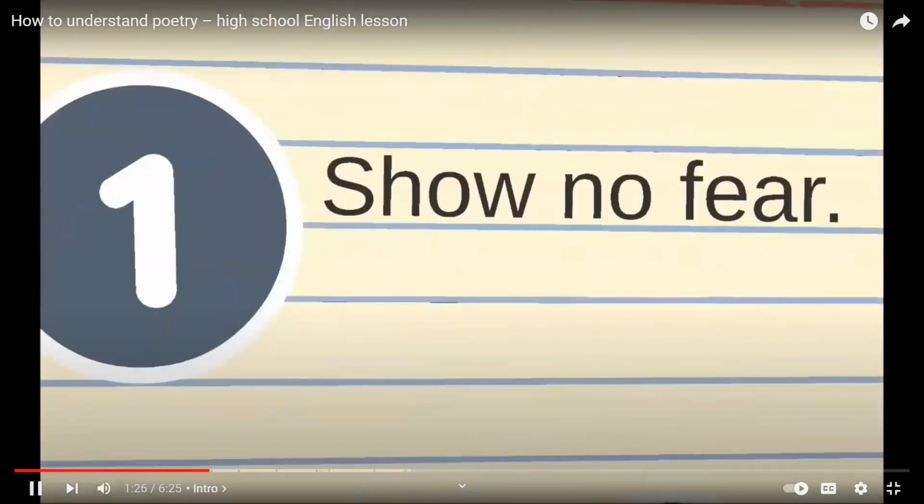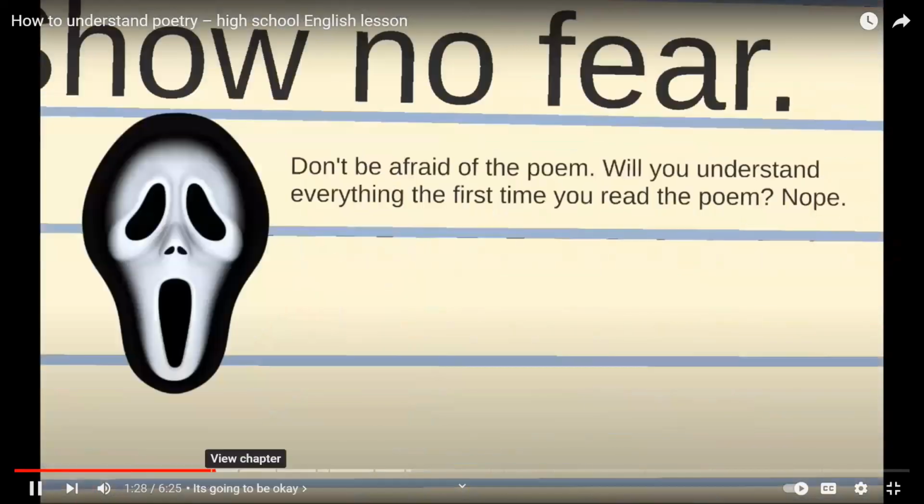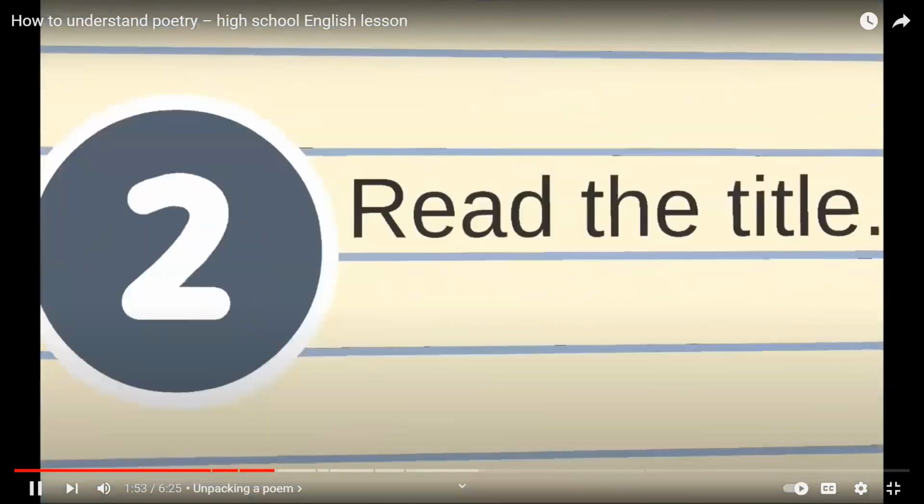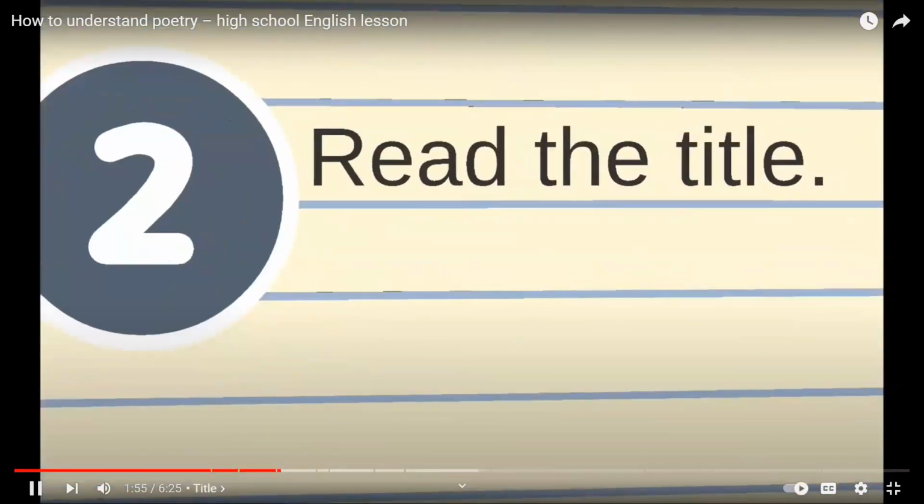All right, first of all, show no fear. It's going to be okay. Do not be afraid of the poem. You are not going to understand everything the first time you read it, and that's okay. It's actually part of the fun of unpacking the package of a poem and starting to notice small things along the way. Some of them are very dense, and some of them I still don't get everything that's in there, and that's okay. That's part of the fun of the process. So surrender that idea and don't be afraid.